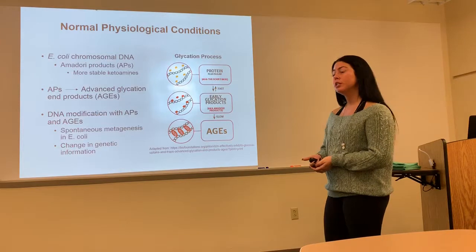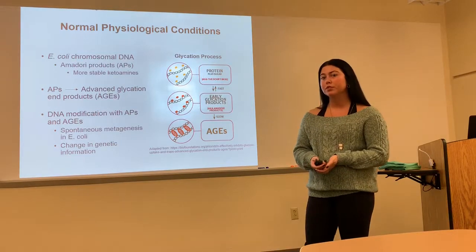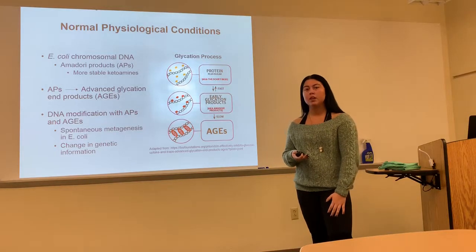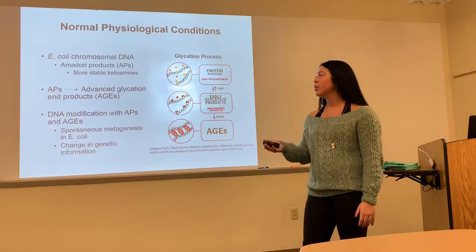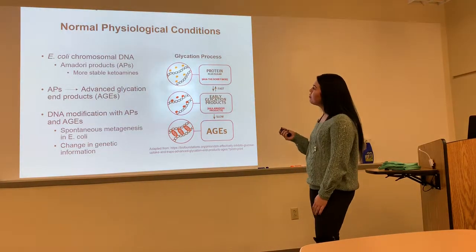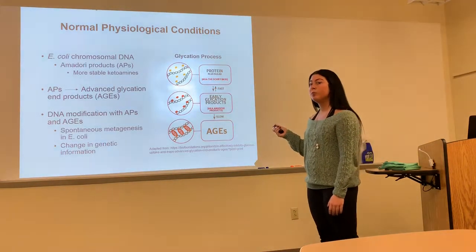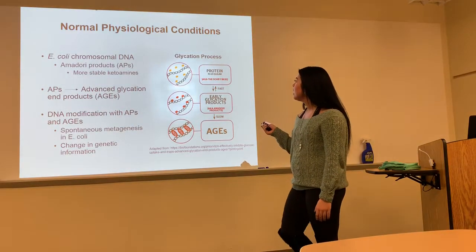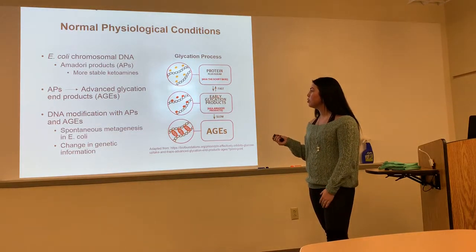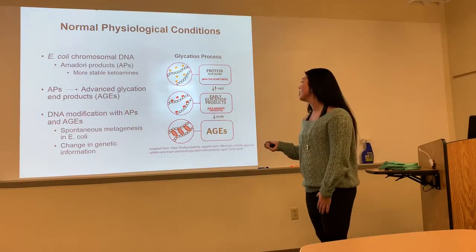Under normal physiological conditions, E. coli chromosomal DNA accumulates Amadori products, which are referred to as APs. APs are just more stable ketoamines. Those APs then are converted to advanced glycation end products, which are referred to as AGEs. And here in my figure, I have the glycation process, which shows that you start with a protein and sugar, also known as Schiff bases, and then due to structural or conformational change, those are when your Amadori products are going to be produced. Then those, like I said, the AP products are converted to the AGEs.